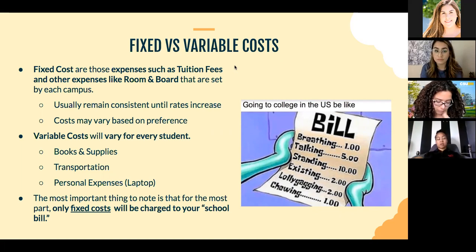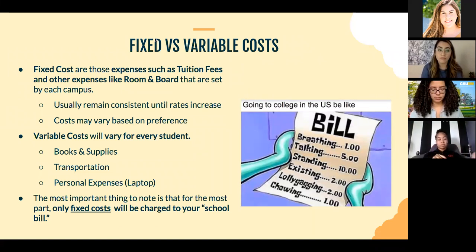It also might vary based on your preference. For example, when I was a freshman, I got a triple room, so I lived in the dorm with two other people. But once I got to my senior year, I still lived on campus, but I preferred a single dorm. You have to consider factors like that, because the amount will fluctuate. So just be aware that they stay consistent for the most part, but based on your preference, they might change a little bit.